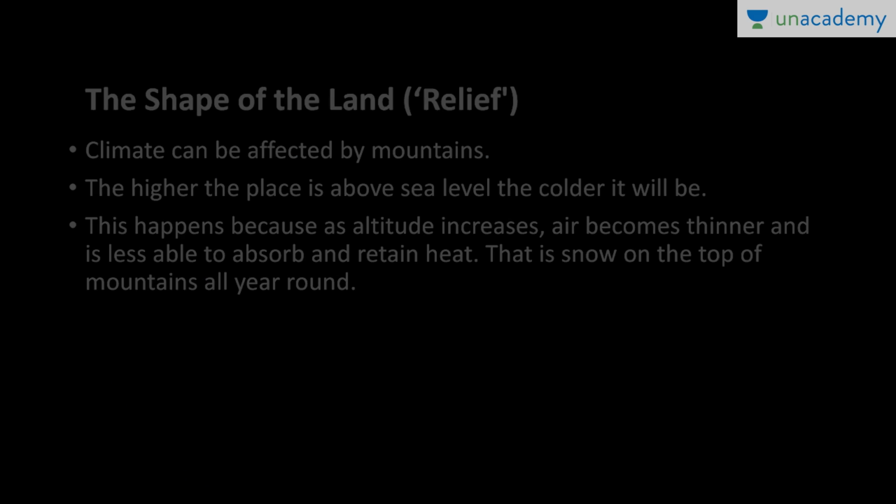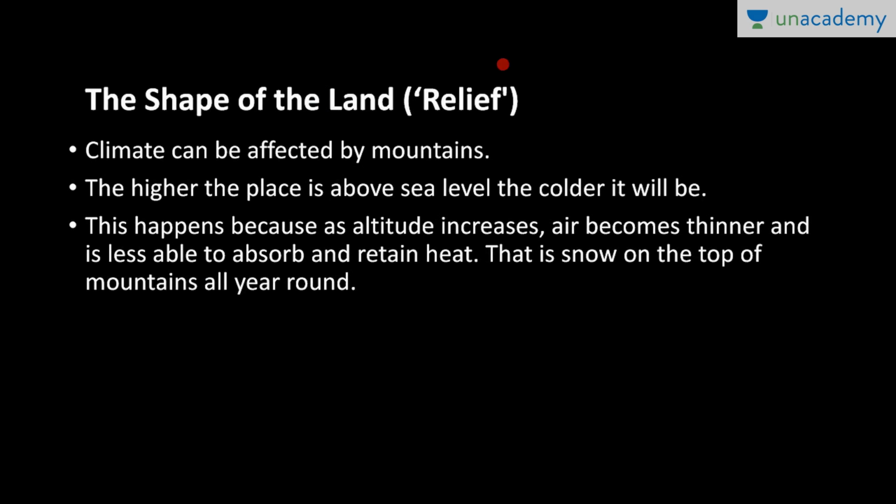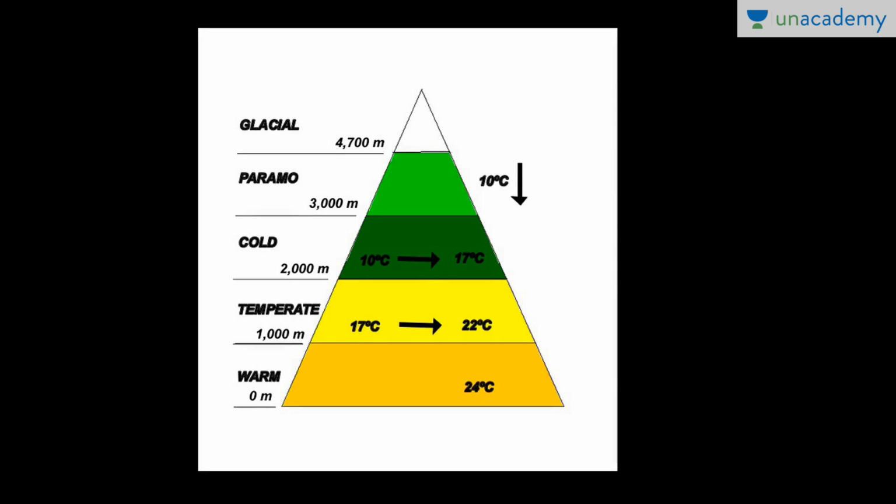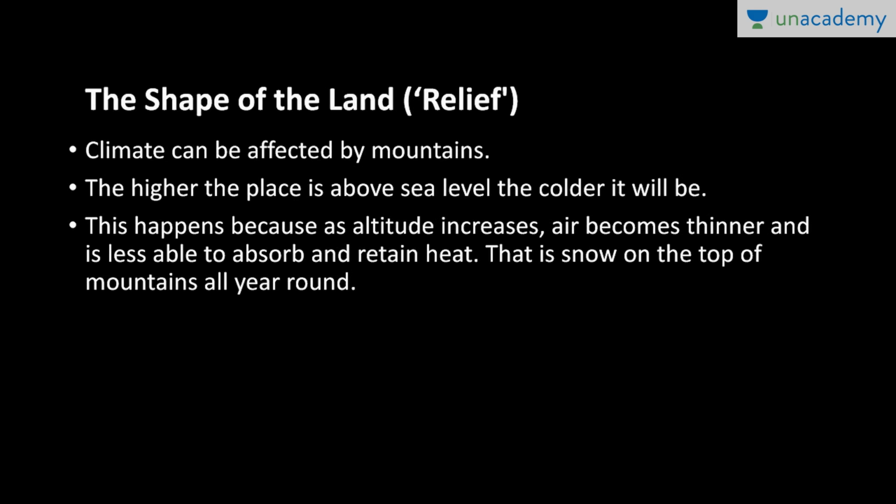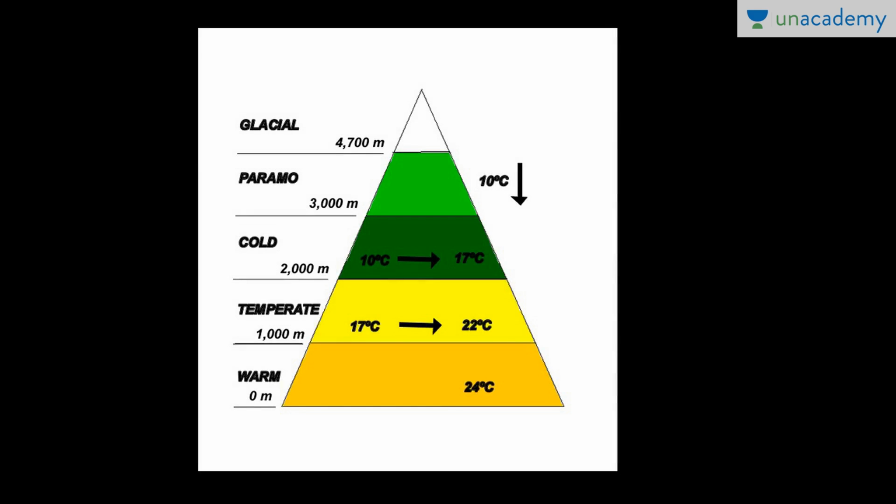Okay. Now the shape of the land, or relief. Relief also significantly affects the climate. How does it affect the climate? You can see it here. As we move up the mountain, the temperature gradually decreases. Why does the temperature gradually decrease? This is because as the altitude increases, the air becomes thinner and it is less able to absorb and retain heat. That is why the temperature gradually decreases as we move up the mountain.